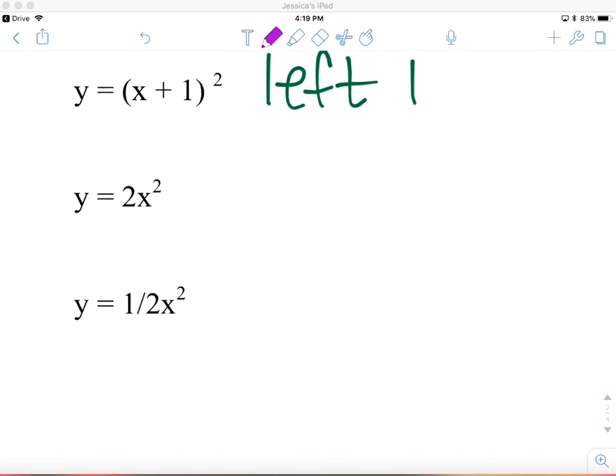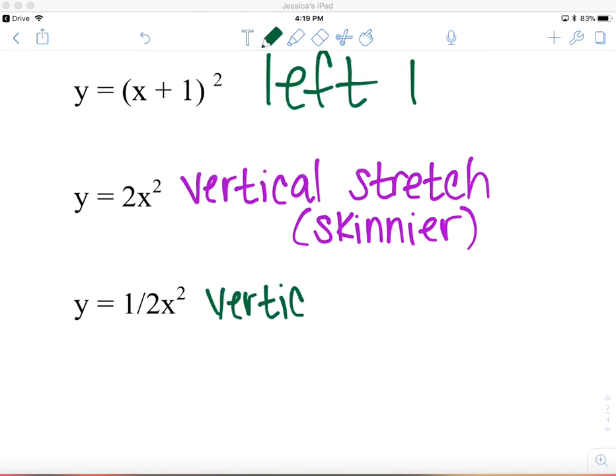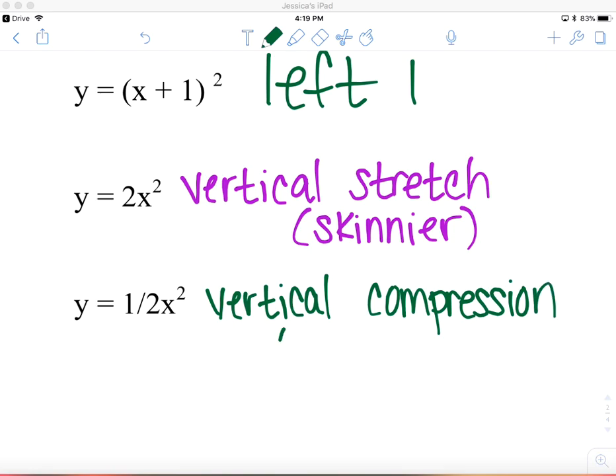So we're going to update our list. For 2x squared, that is a vertical stretch. If you want to put skinnier in parentheses as a reminder, you can. For 1/2 x squared, that is a vertical compression. In other words, it's going to get wider.